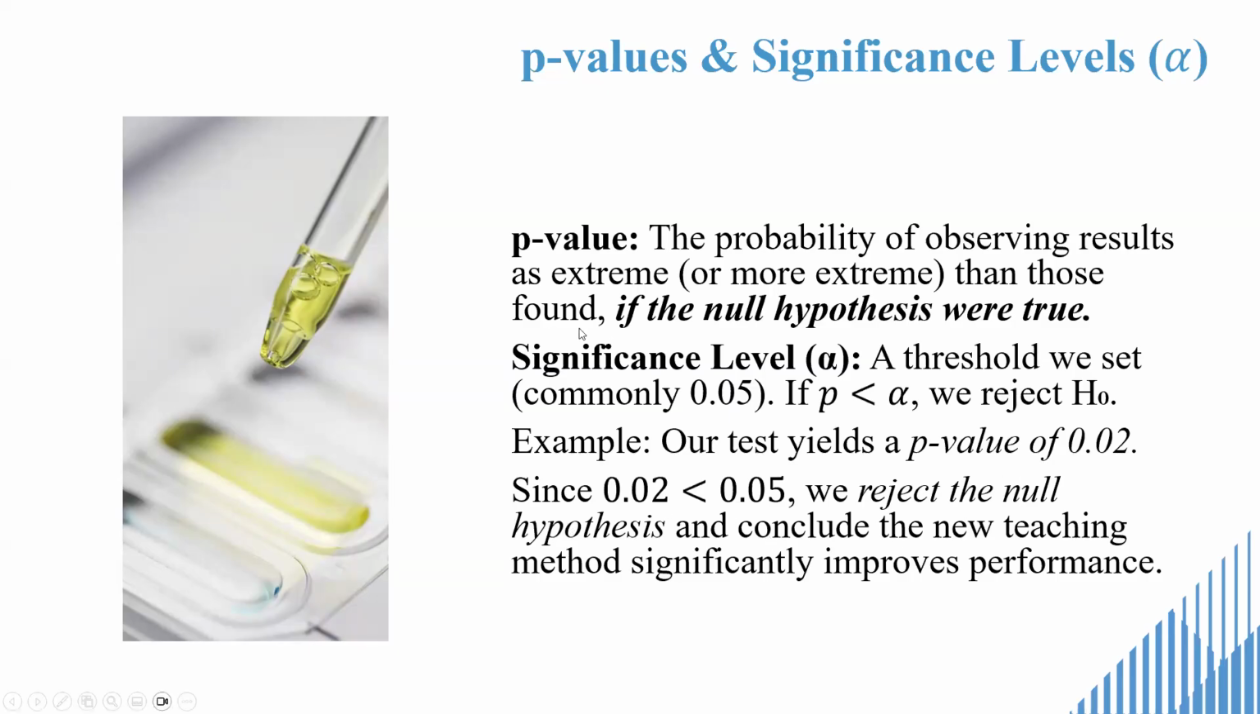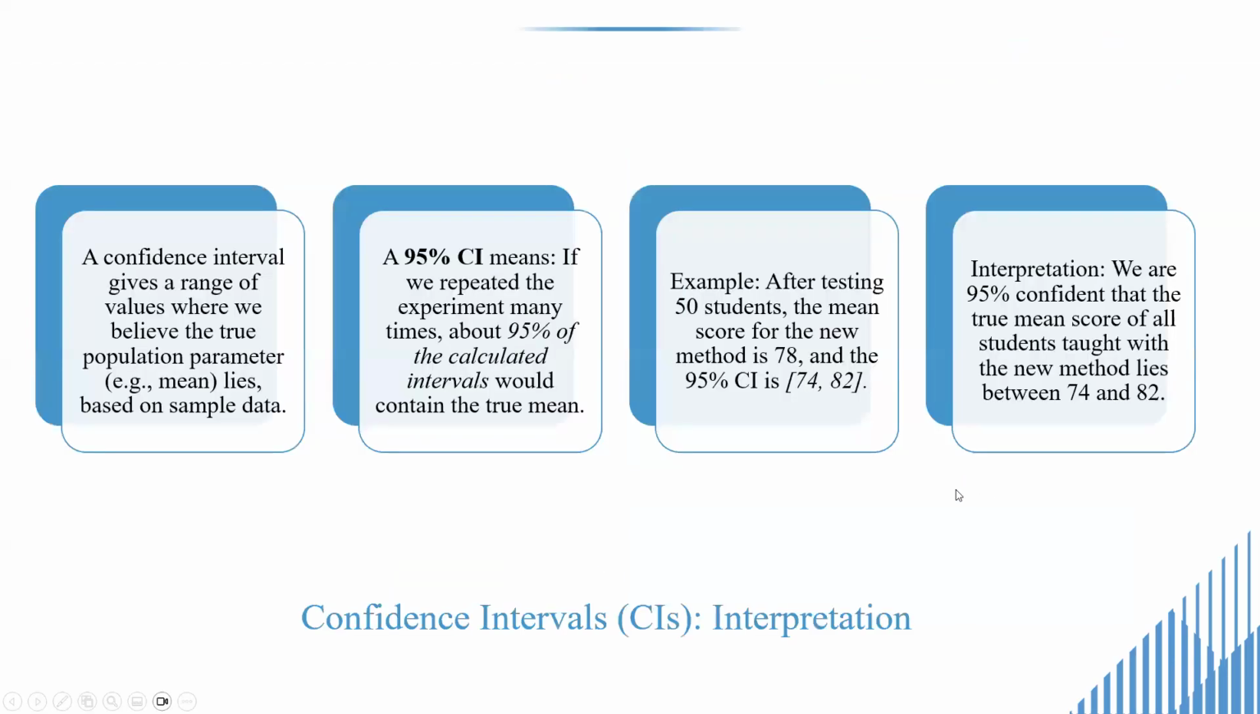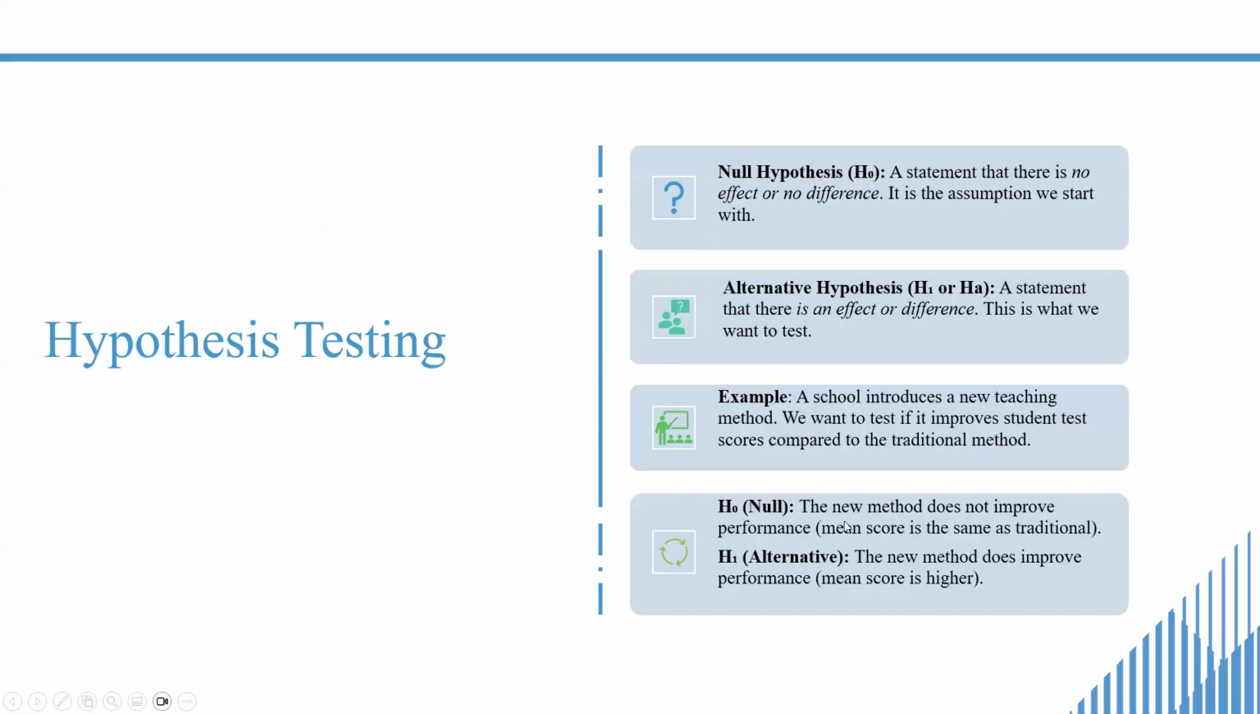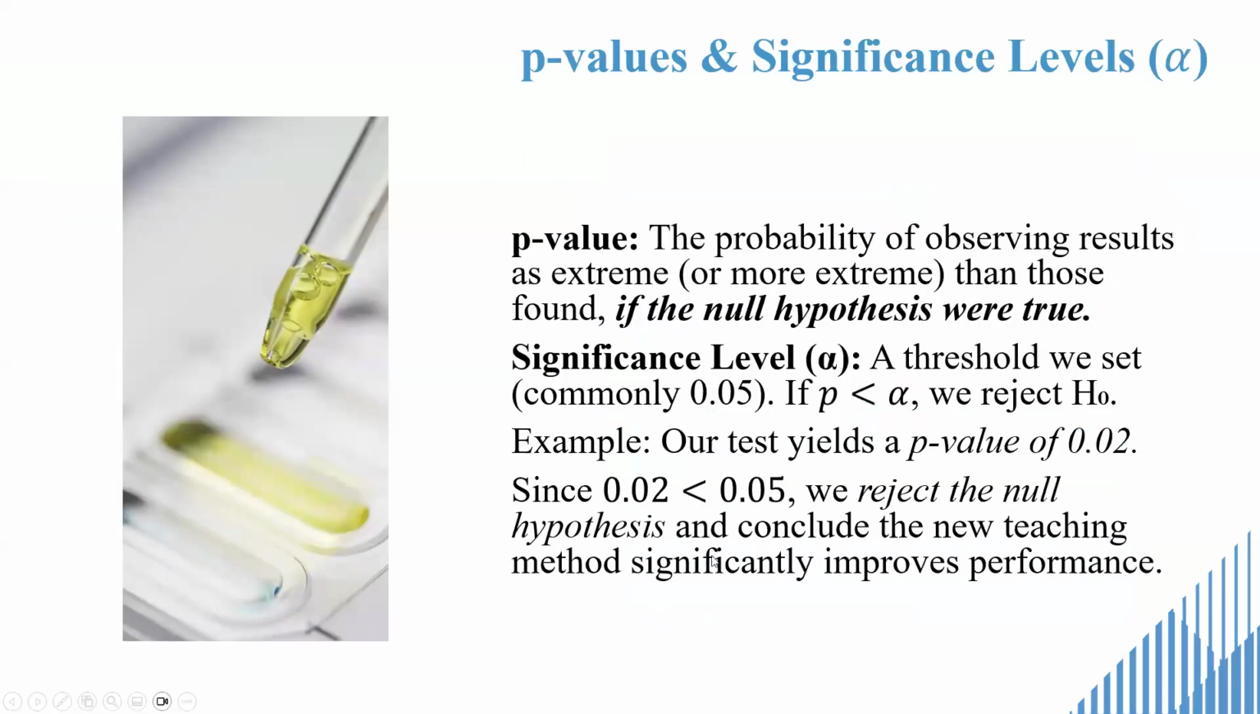So in this example, for student one, our p-value is 0.02. 0.05 is greater than 0.02, which means that we reject the null hypothesis. What was our null hypothesis? Our null hypothesis was that the new method does not improve performance, which means we reject this one. It means that the new teaching method significantly improves performance. So if you change your method, the new method is more helpful than the traditional method that you were using.